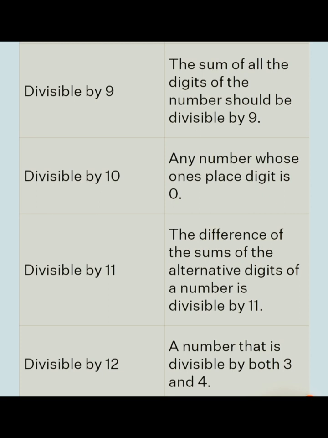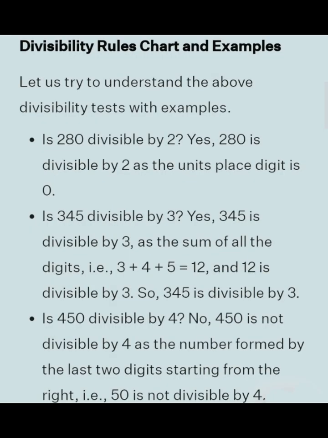Divisible by 10: any number whose ones place digit is 0. Divisible by 11: the difference of the sums of the alternate digits of a number is divisible by 11. Divisible by 12: a number that is divisible by both 3 and 4. Divisibility rules chart and examples. Let us try to understand the above divisibility tests with examples.